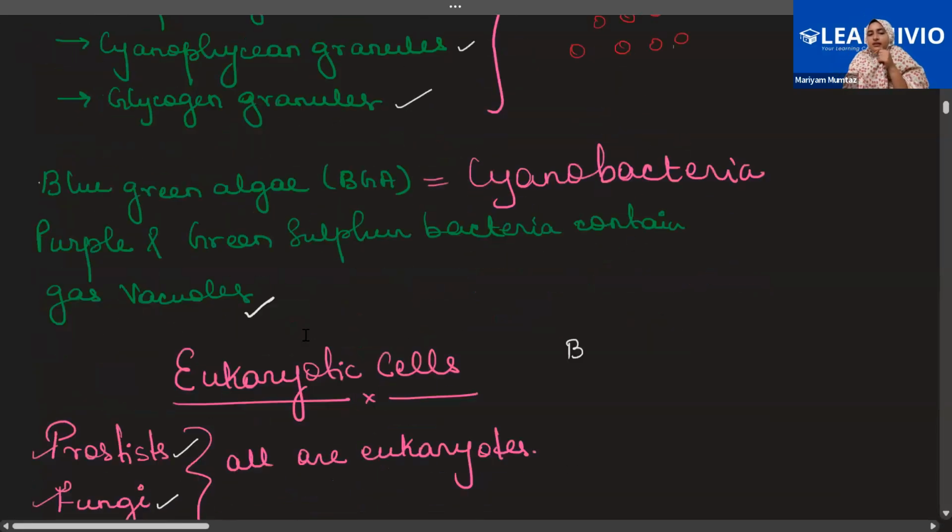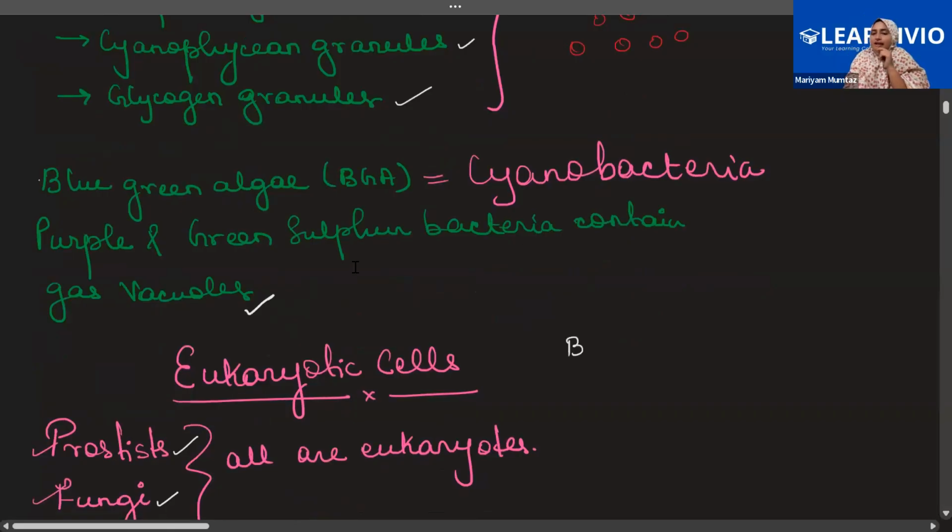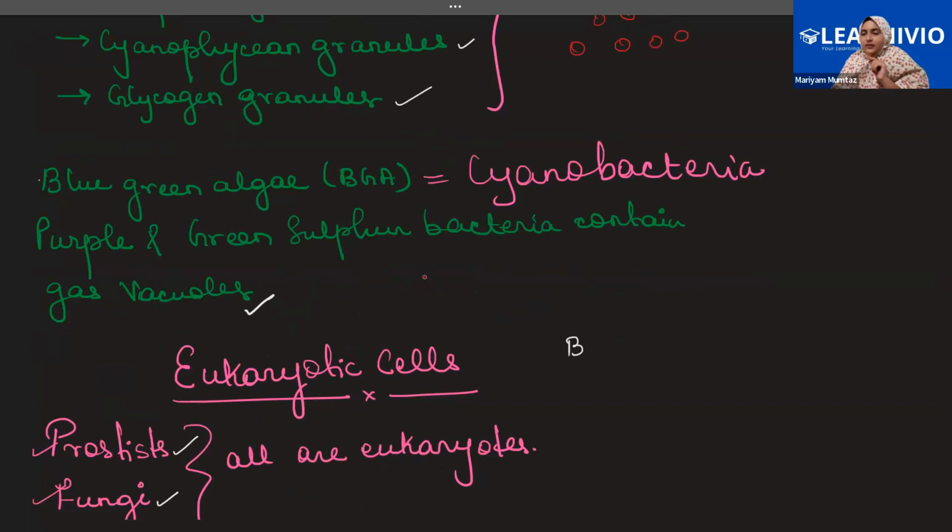Then comes, like in the case of blue-green algae or cyanobacteria, like you have studied, and in the case of purple and green sulfur bacteria, they have gas vacuoles, because for buoyancy they require something to lift them up, because they are mostly in the aquatic environment. So they need gas vacuoles. So remember, vacuoles and inclusion bodies have a very similar function: they are responsible for storage.